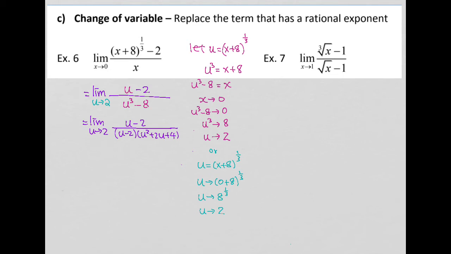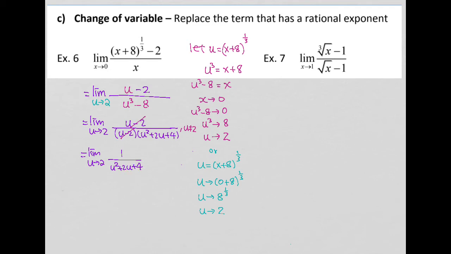And as you can see, they have u minus 2 in common. So we factor this out. So u cannot be 2. Make sure you write down the restrictions. And this equals the limit as u is approaching 2. Numerator is left with a 1, over u squared plus 2u plus 4.